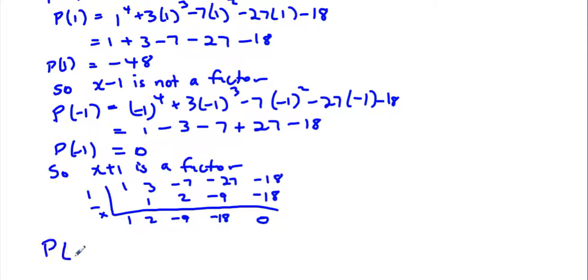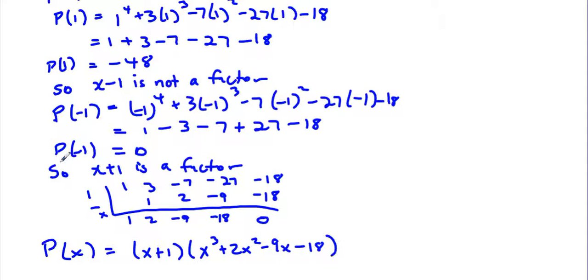So now I'm just going to put it all together. p of x, so far what we know, is going to be equal to x plus 1, which was our factor, times whatever this is. This is our quotient when we divided x plus 1 into our polynomial. So our quotient is x cubed plus 2x squared minus 9x minus 18.